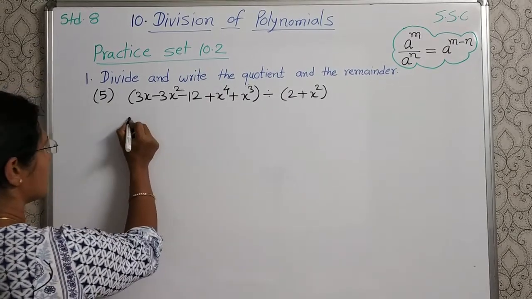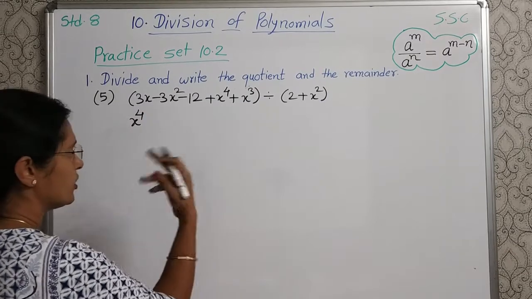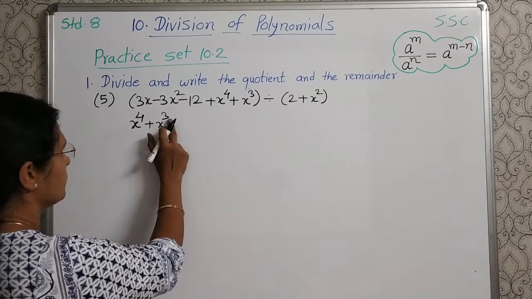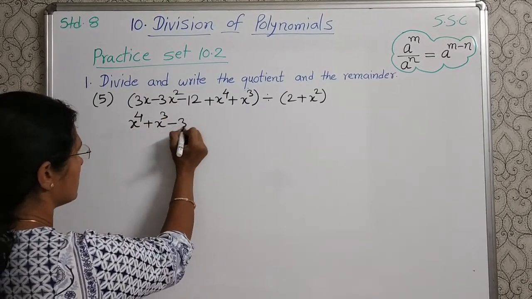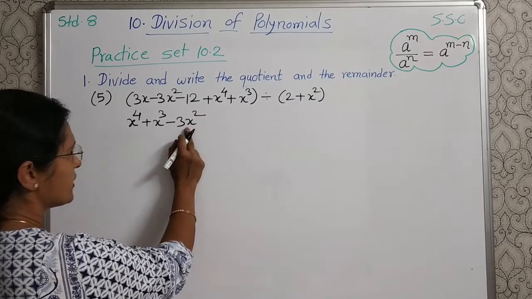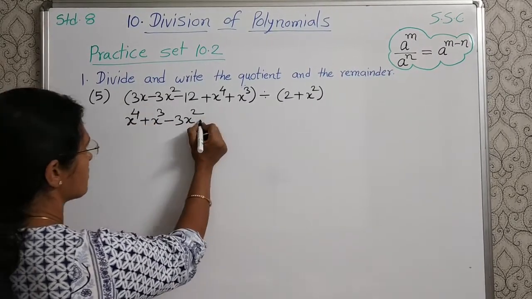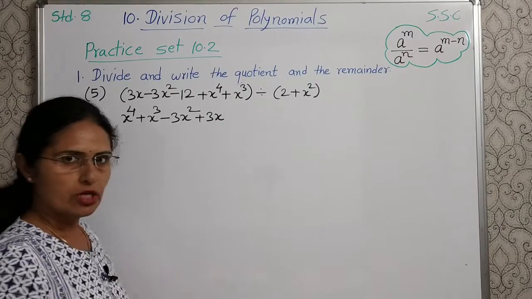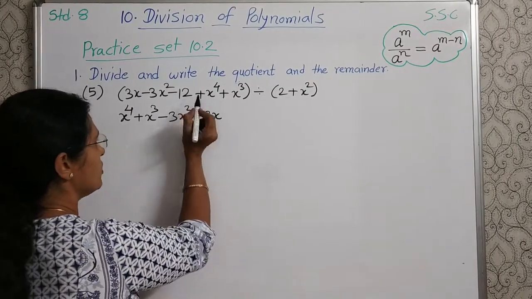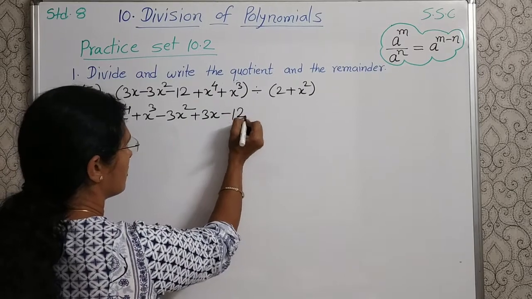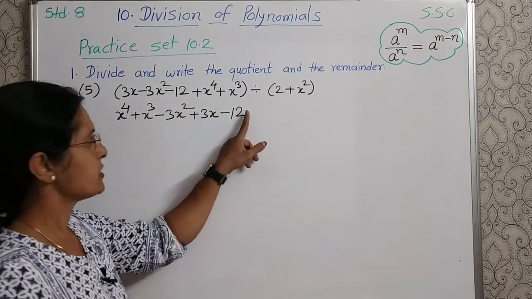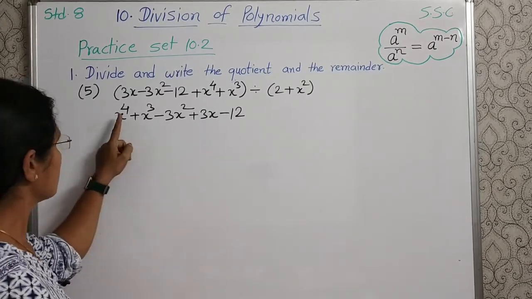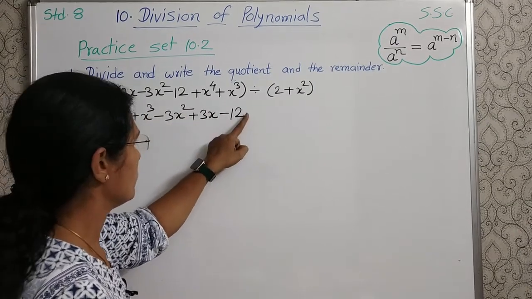Now we'll arrange all these terms in the descending order of their indices. So first x raised to 4. After x raised to 4 it will be x cube. Plus x cube. After cube it will be square. So minus 3x square. After x square it will be x. So 3x, that is positive 3x. After x raised to 1 it will be the term without x, or x raised to 0. Now here it is minus 12. It doesn't have a variable, it means x raised to 0 is here. So we arranged all these terms in the descending order of their indices: 4, 3, 2, 1, 0.